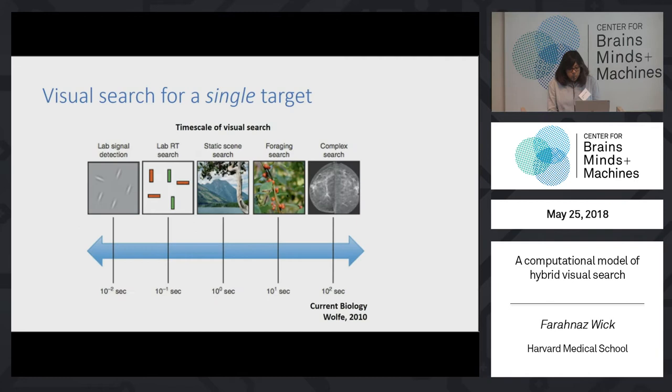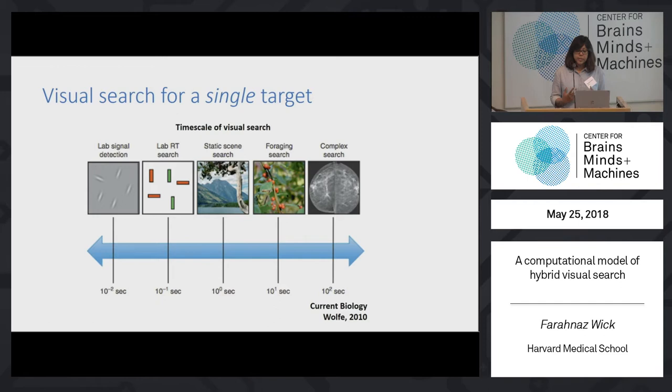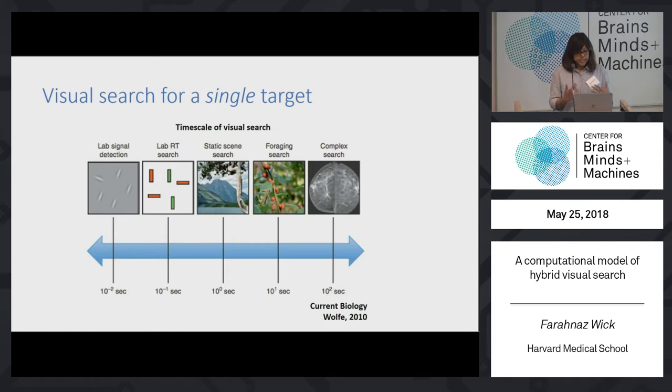Most of the visual search studies that we are familiar with involve a single target. And typically, the tasks used to study visual search in the lab range from simple signal detection tasks, such as looking for a vertical red bar among distractors, to something more complex, like looking for a cancerous lesion in a mammogram.